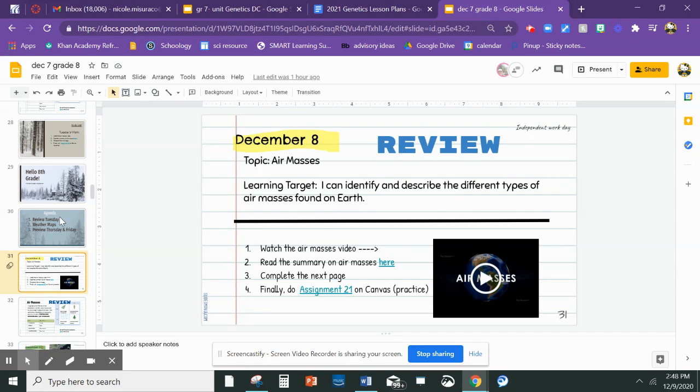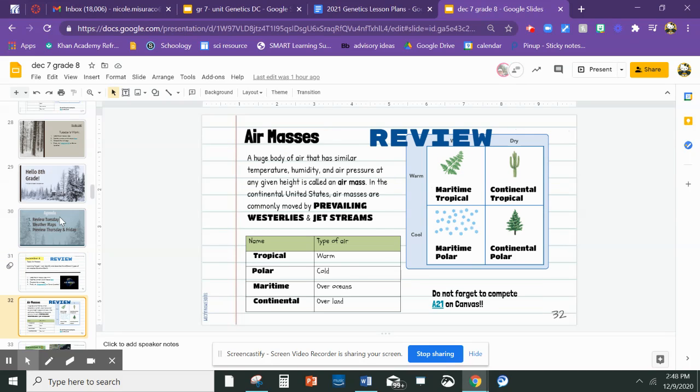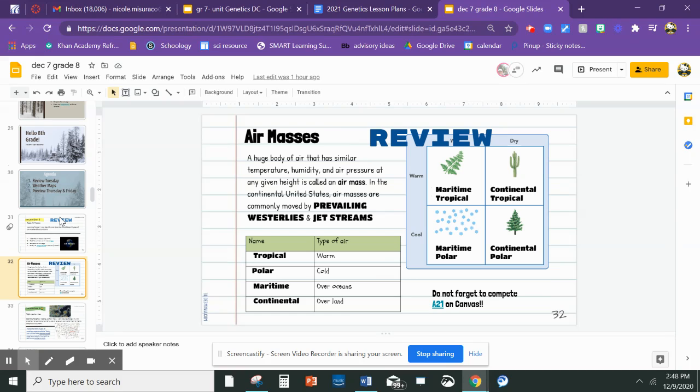You had 4 things to complete: watching the air masses video, reading a summary, completing some notes, and then practicing by completing assignment number 21. See, on the air mass page, it looks like this. This is what the note should be that you filled in. Air masses move in the United States because of 2 things: the prevailing westerlies and the jet streams.